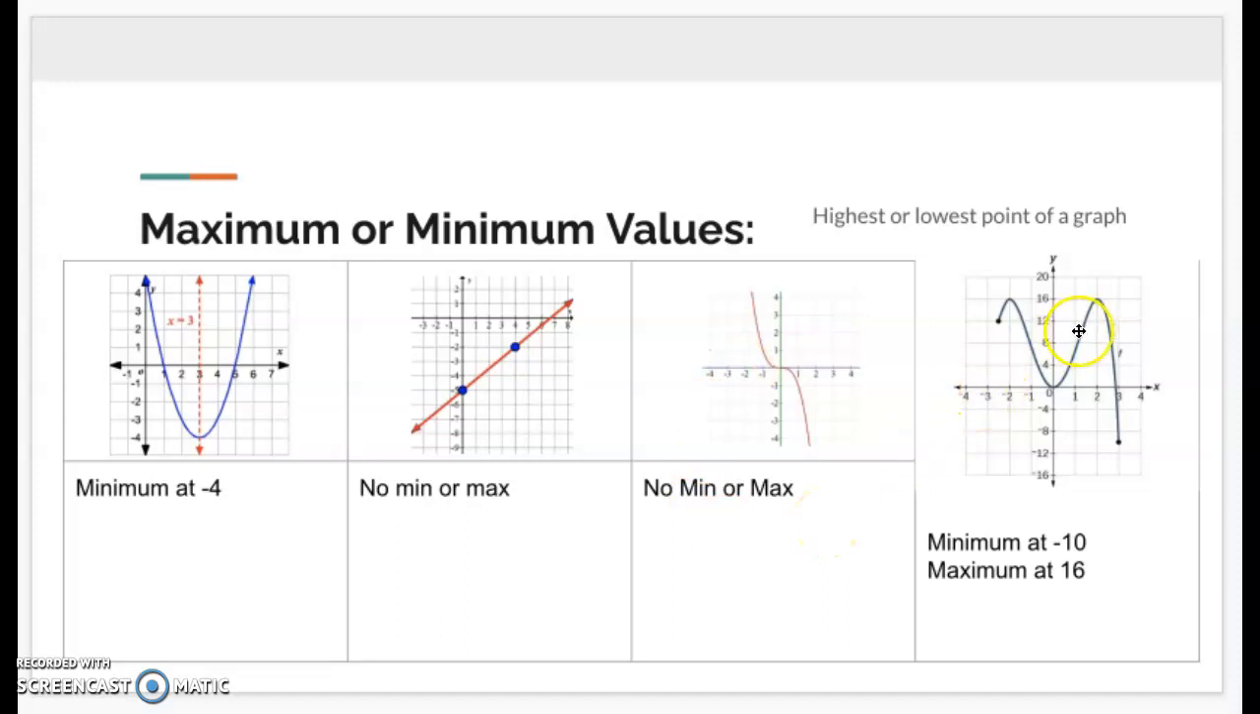Alright, and then my last one, again, I have a maximum. The highest point it goes is 16. So my maximum is at 16. And the lowest point that it goes is right here in between this -8 and -12, which would be -10. So here again, you can have none, or you can have one, or you can have multiple minimums and maximums.